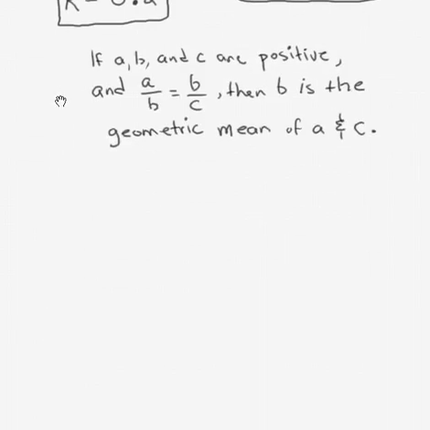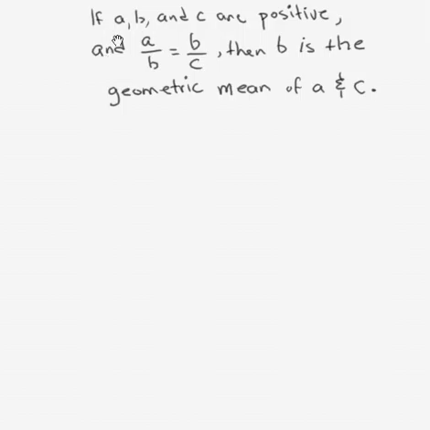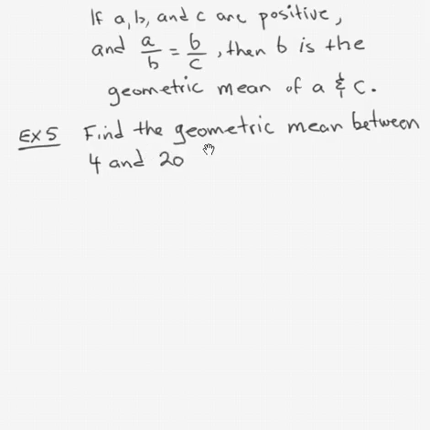Alright, the next one talks about something called a geometric mean. A, B, and C are positive numbers. Then we know that A over B is equivalent to B over C. In that case, B is called the geometric mean of A and C. And this is a review from geometry a little bit. Remember, A and C were the extremes. B was the means, the numbers in the middle. And you may not know that we call them the geometric mean, but we studied it in geometry. Very simply, find the geometric mean between 4 and 20.